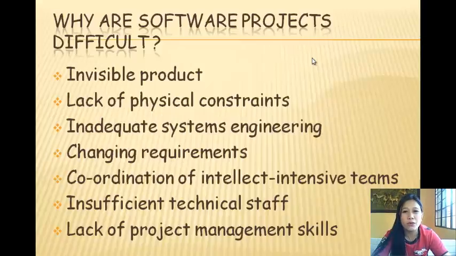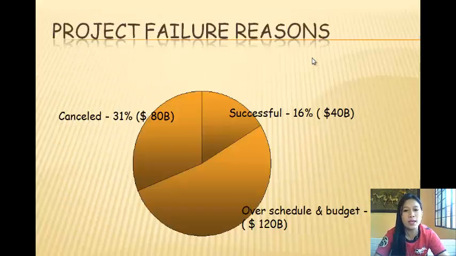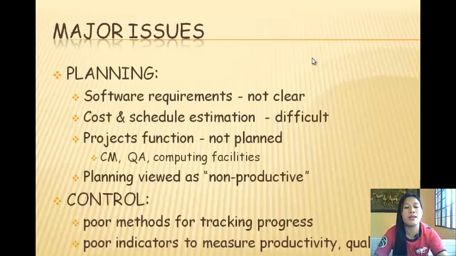Why are software projects difficult? Because of invisible products, lack of physical constraints, inadequate system engineering, changing requirements, coordination of intellect-intensive teams, insufficient technical staff, and lack of project management skills. These are the project failure reasons. This is the graph and the major issues.